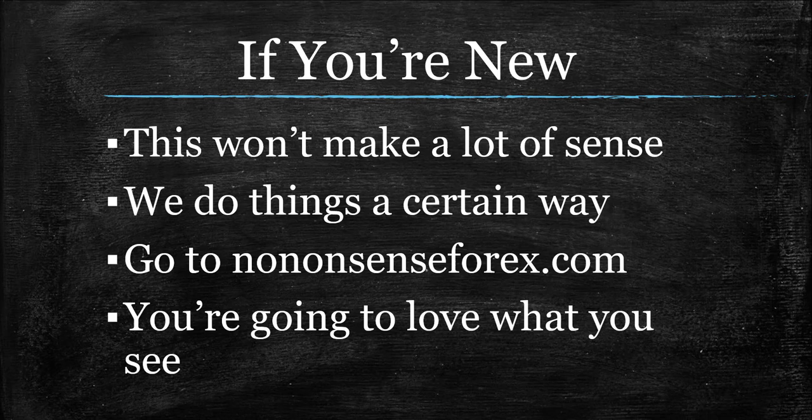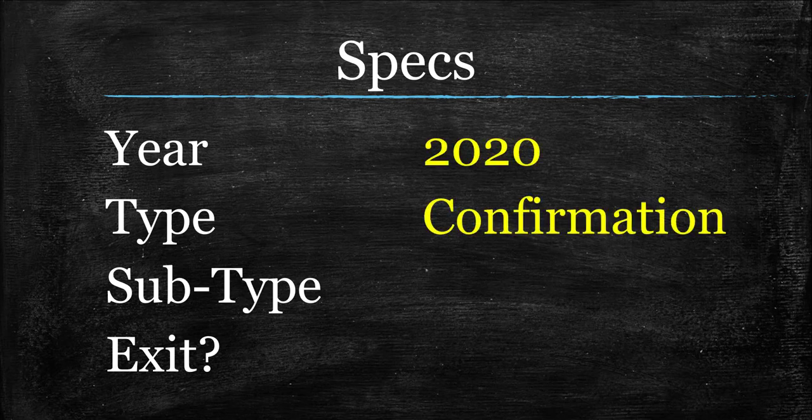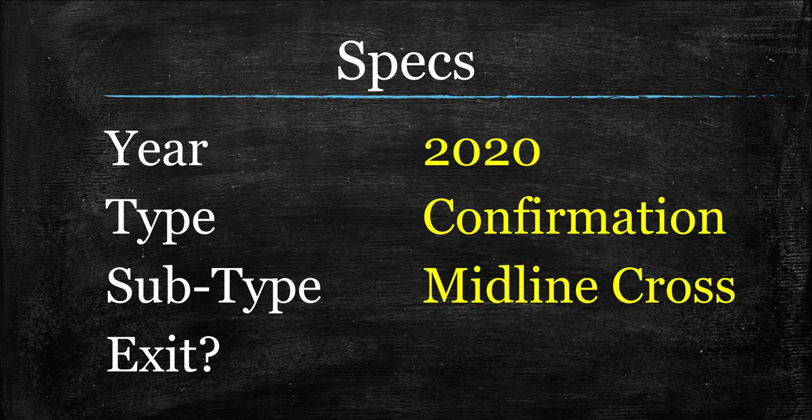For those of us who are caught up, let's go ahead and get into the specs of the Doda Stochastic Oscillator. This year is actually 2020. The type is going to be a confirmation indicator, and you guys know how we do when we take stochastics and things like that and modify them. They become a zero line or a midline cross, be a midline cross in this case. And for exits, I don't recommend this too much, especially when we turn it into a midline cross like this, I just don't. So let's go ahead and take a look at it.